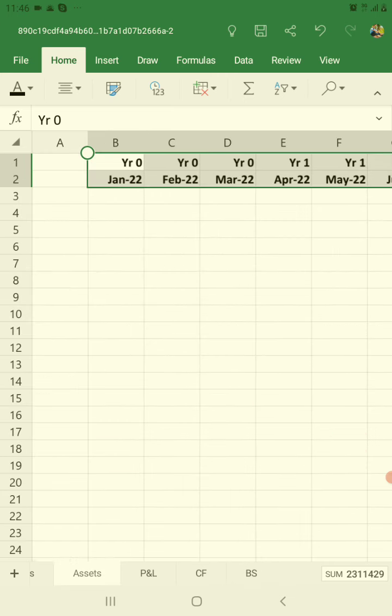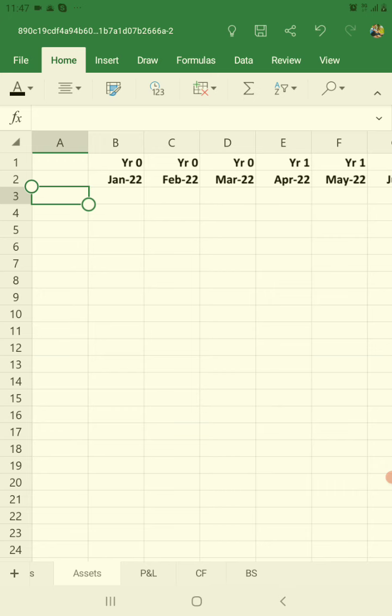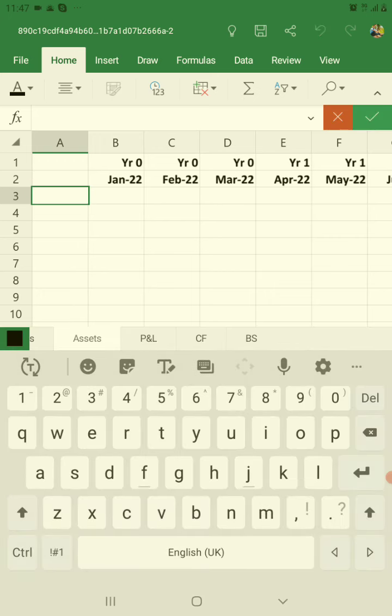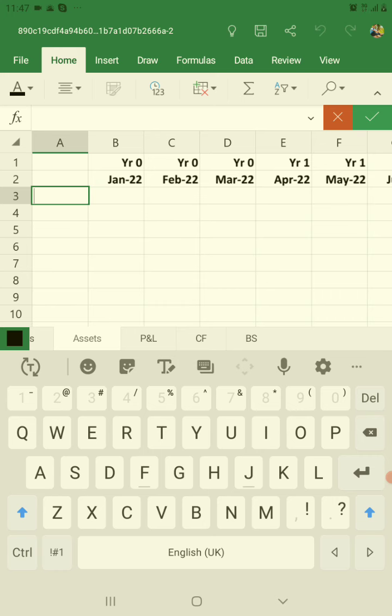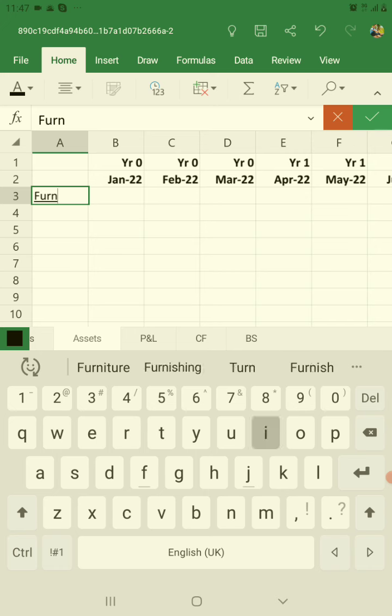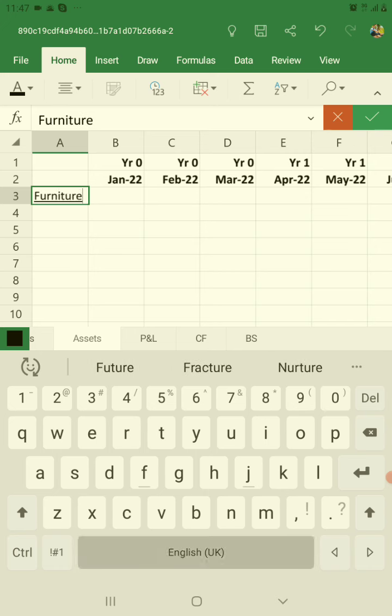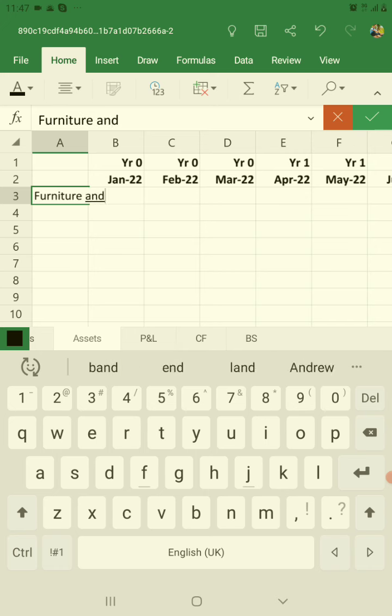Now we are going to model fixed assets. For this business, let us assume that two types of fixed assets will be needed: furniture and fittings and computers. So I'll start with modeling of furniture and fittings by double tap to open the type pad, and then write furniture and fittings.